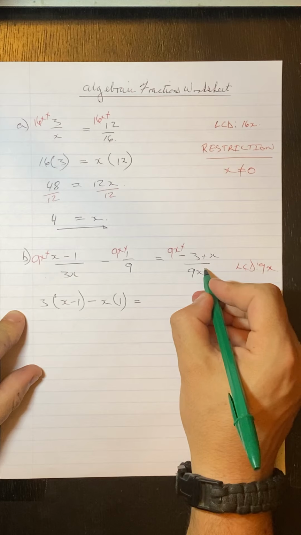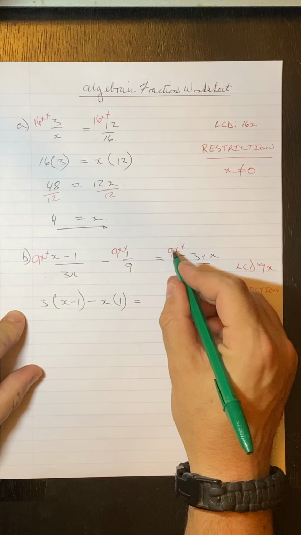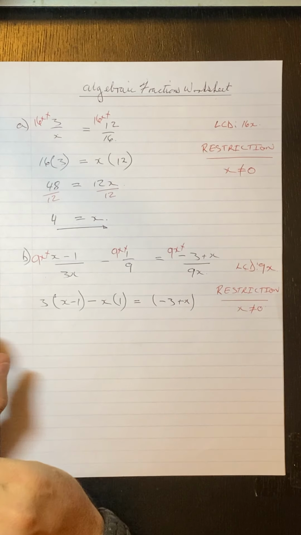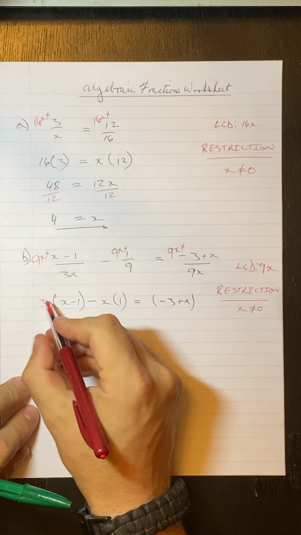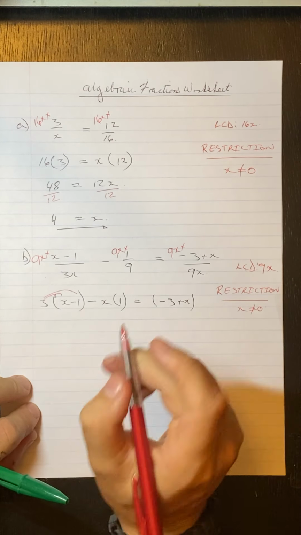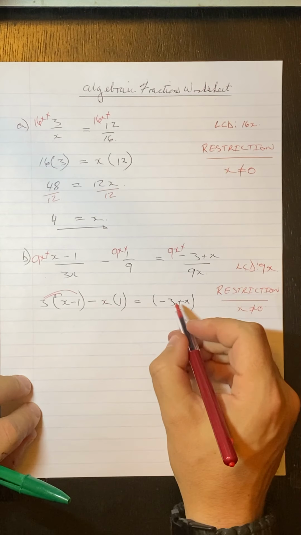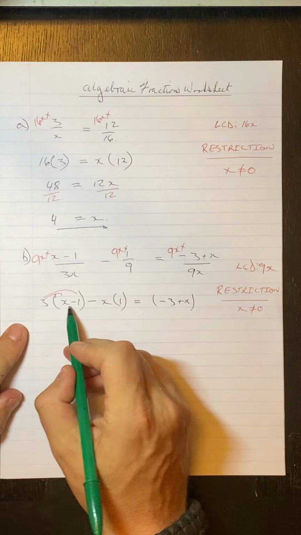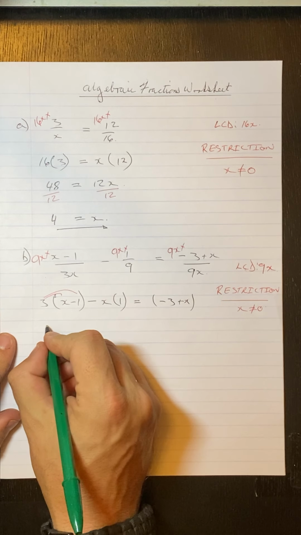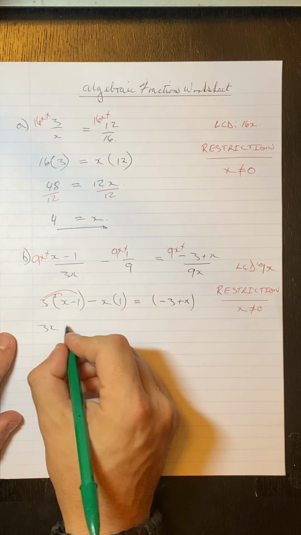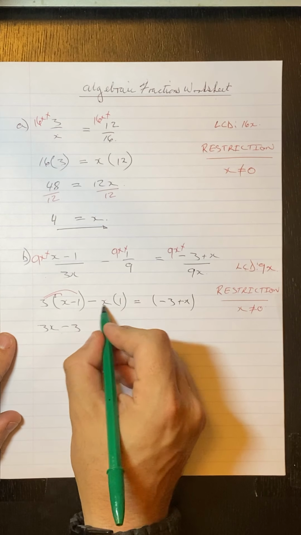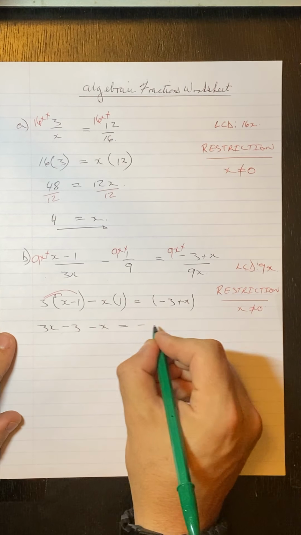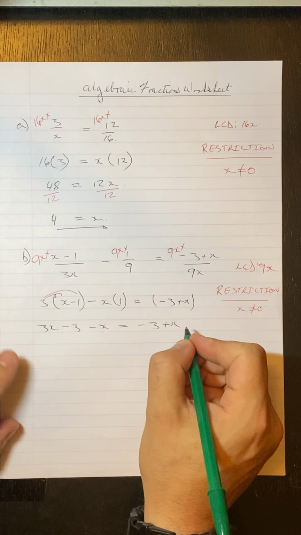Equals 9x, or the 9 will cancel the 9 and the x will cancel the x, and I'm just left with the top. Okay, I'm going to distribute this 3 into the brackets, likewise with that minus x, and nothing with that one. Okay, so 3x times x gives me 3x. 3 times minus 1 is minus 3. Minus x times 1 is minus x, equals nothing to distribute here, so it's just minus 3 plus x.